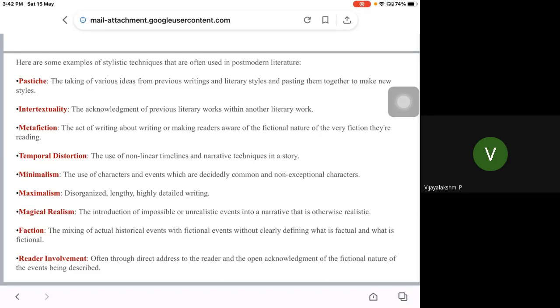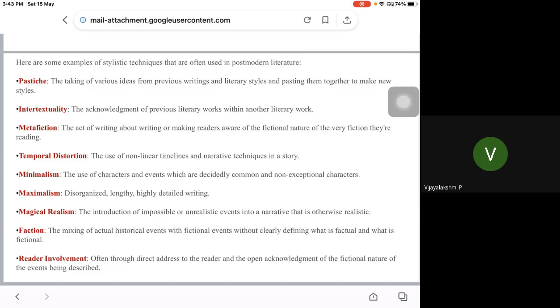Then also reader involvement, another aspect of this. Often through direct address to the reader and the open acknowledgement of the fictional nature of the events being described. So reader response is taken into account by directly addressing the reader, also being open or blunt about the fictional nature of what they are reading, the fictional nature of the events that are being described in the novel. All these are elements of postmodern literature.